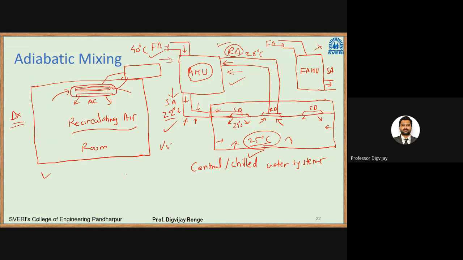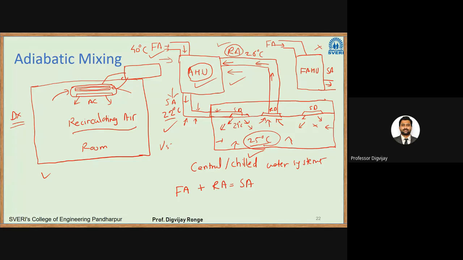If I apply the law of conservation of mass here also, I will get a similar equation. So fresh air plus return air will give you supply air. The supply air will be supplied with the help of supply diffusers. These are the supply diffusers, and some part of it will be recirculated. These are the return diffusers. So return air will go to the return duct. We have a fresh air duct, we have a return air duct. These are combined together at the AHU. AHU will mix it and it will give a supply air.